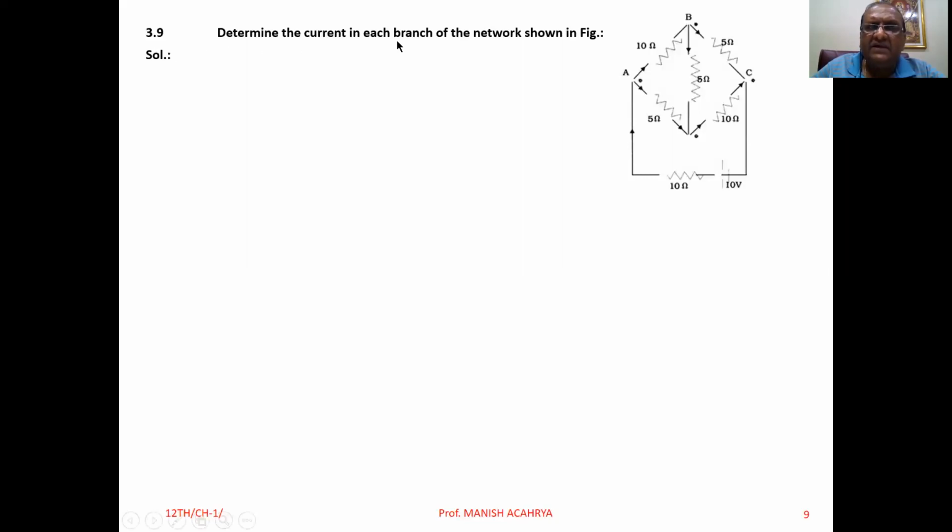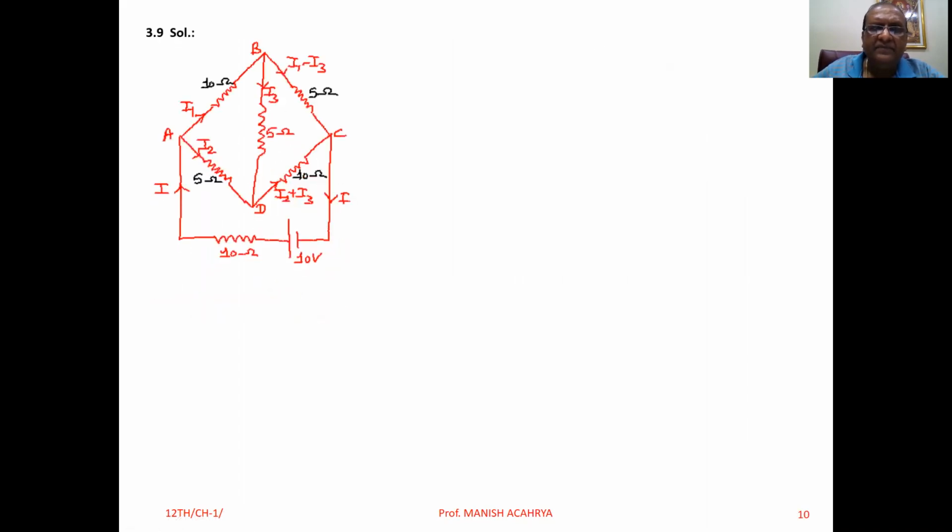3.9. Determine the current in each branch of the network shown in the figure. Now see, this one is the network. See here, 10 by 5 is not equal to 5 by 10. It implies that the network given to you is like a Wheatstone bridge, but it is not a balanced one. So definitely from this middle branch, some current is flowing.